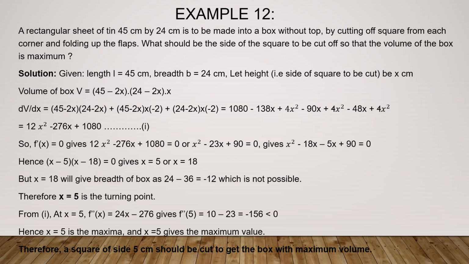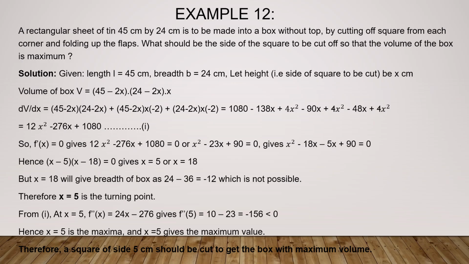But if you put 18, then the breadth would be 24 minus 36, which is minus 12, which is obviously not possible, as length and breadth cannot be negative. So it is not possible. So x equal to 5 is our turning point. So from the first equation, when you put x equal to 5, and here we are using the second derivative test.